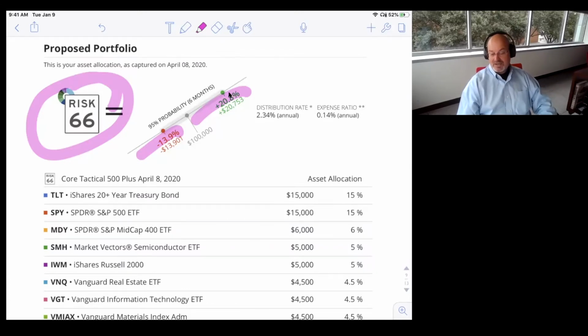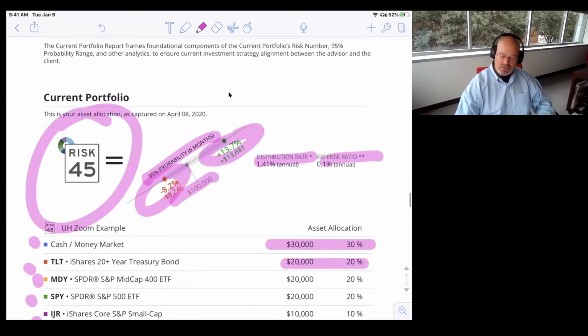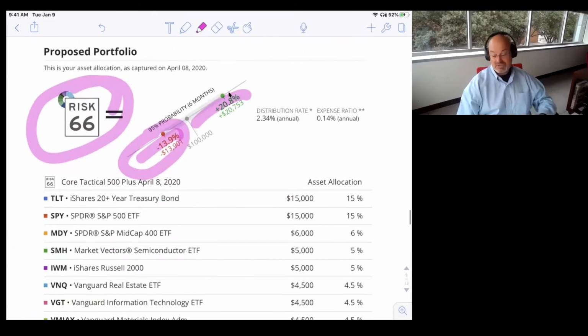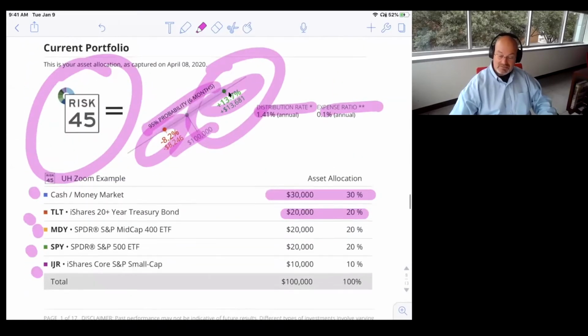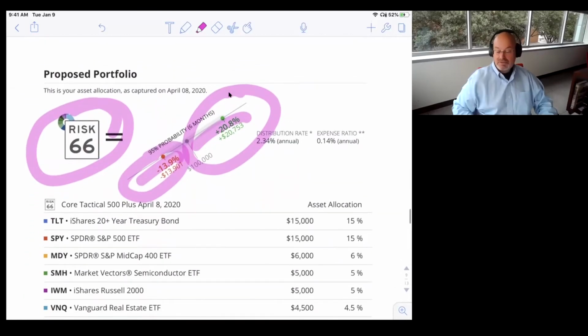But it also has a 95% probability within 6 months that if the market does well and bounces up after this huge pullback, then this portfolio would go up 20.8%. I'd say this is a pretty aggressive portfolio. But look, you're not losing that much in terms of risk between these two, 8% and 13%. That might seem like a lot, but to have this kind of upside versus that kind of upside, it's a lot more upside.